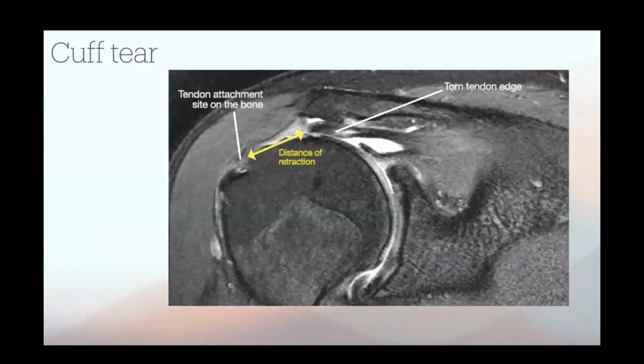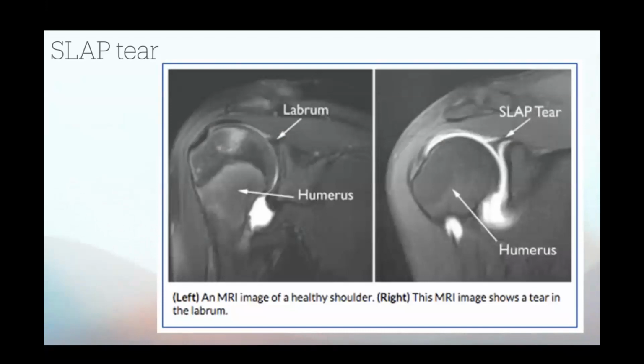In MRI, you can assess a few of the pathologies. Here you can see the cuff tear, you can see the tendon retraction, you can measure the distance of tendon retraction, and also determine the type of cuff tear, whether it's small, medium, large, or massive. SLAP lesions, that is superior labral anterior to posterior tears, can be noted. Here you can see the labrum completely exposed and taken off on the right side.